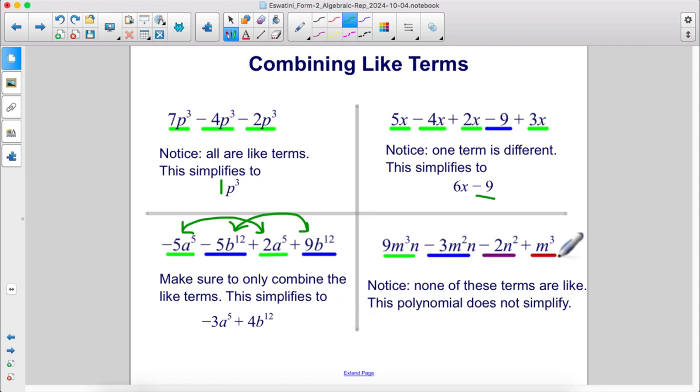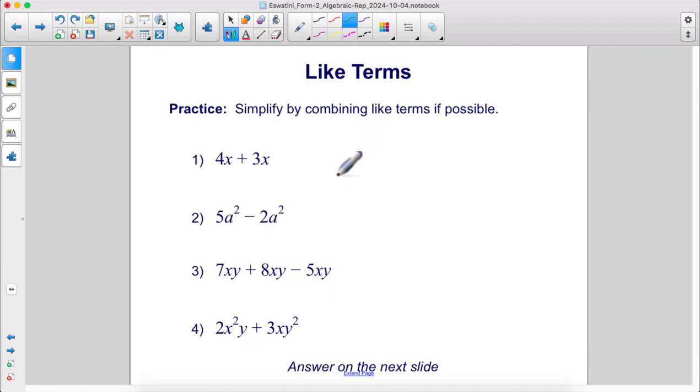Over here, we have a polynomial, but none of the terms are like terms. Therefore, it cannot be simplified further. Simplify by combining like terms if possible. So yes, these are like terms because they both include just an x to the same power. So 4x plus 3x equals 7x.